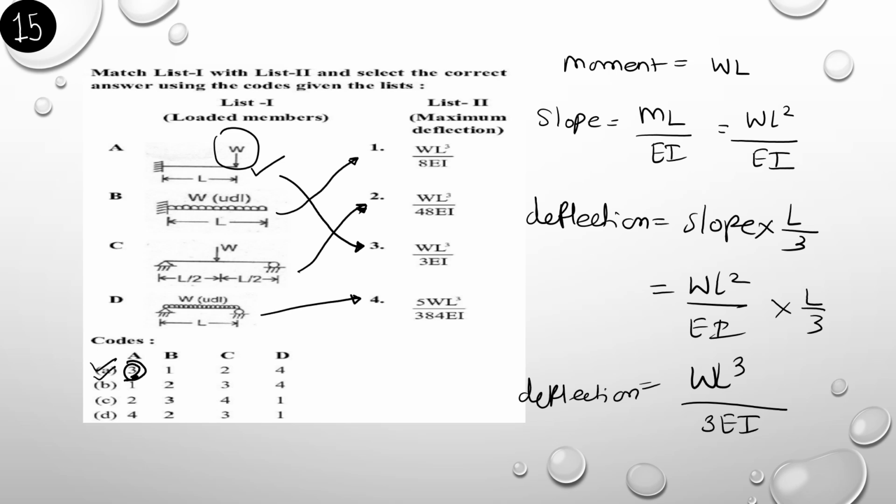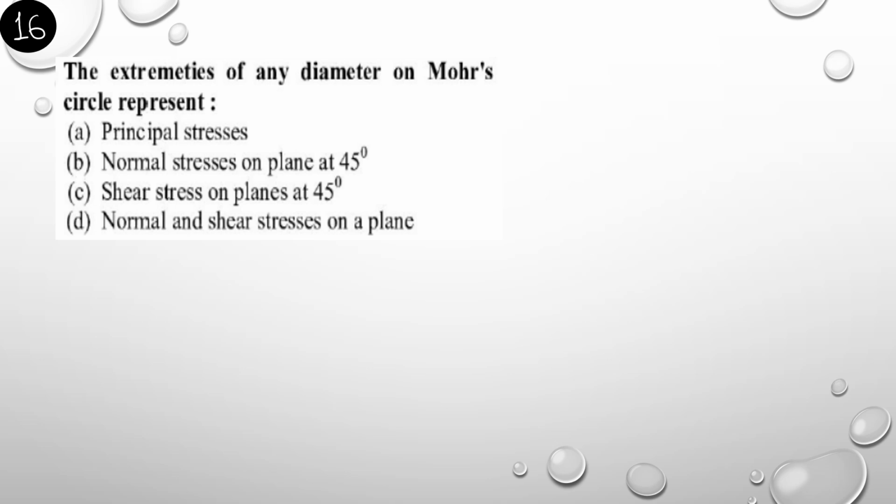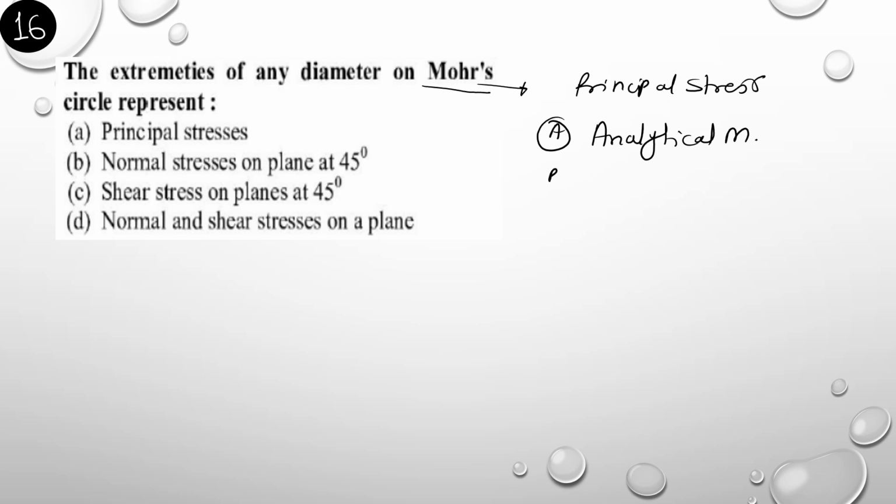Then next, question number 16. Question 16: the extremities of any diameter on Mohr's circle represent what? Here, Mohr's circle we use to find out the principal stresses. To find out the principal stresses, there are two methods. In that, first is the analytical method and second one is the Mohr's circle method.